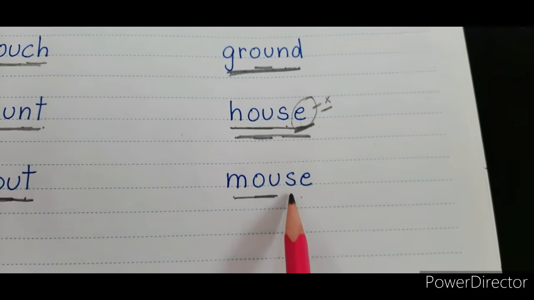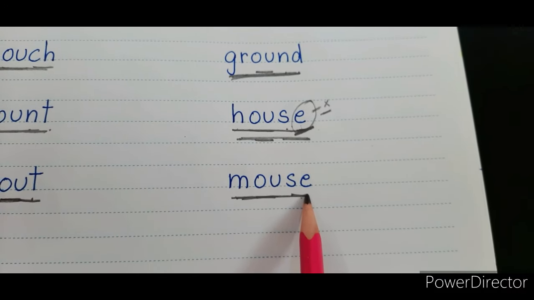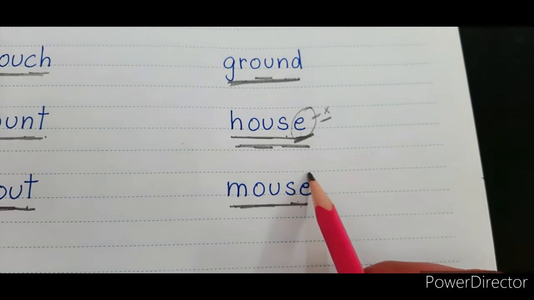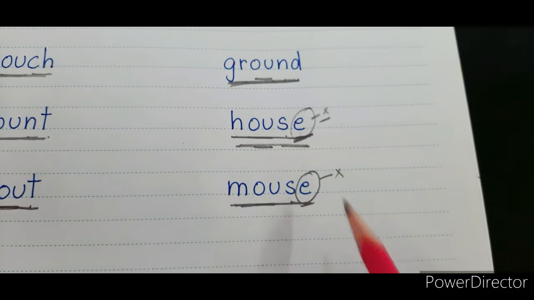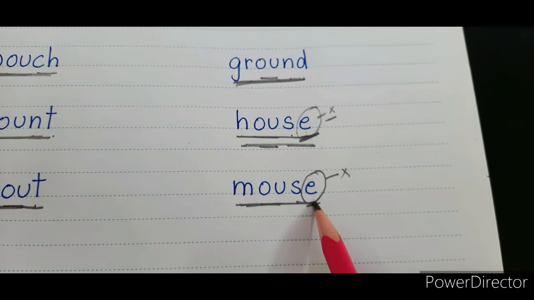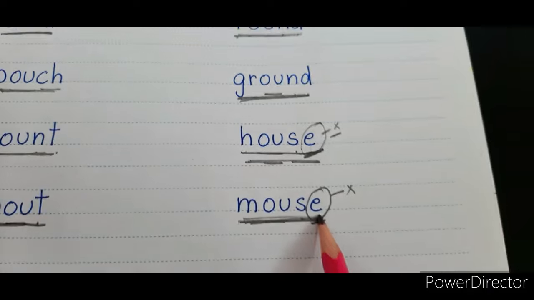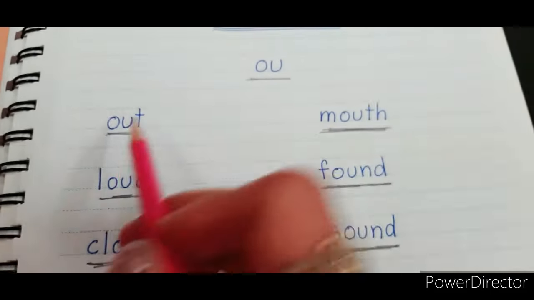In the same case of this word also. Ow, mouse, mouse, mouse. In this word also, this letter sound E is silent. We do not speak this sound. Mouse, mouse, but we have to write this letter, but there is no sound. Now let me tell you the meaning of all these words.